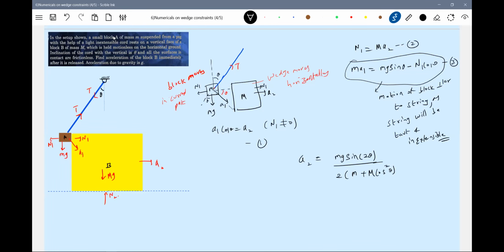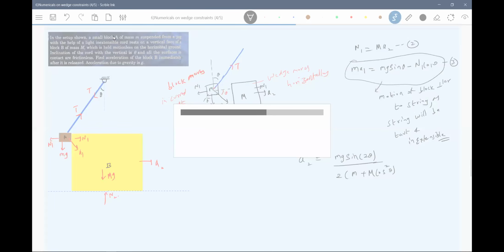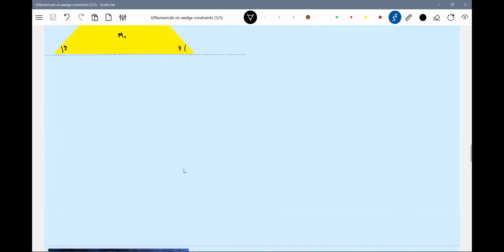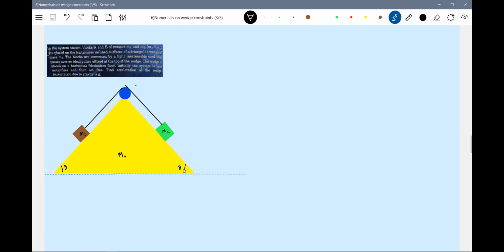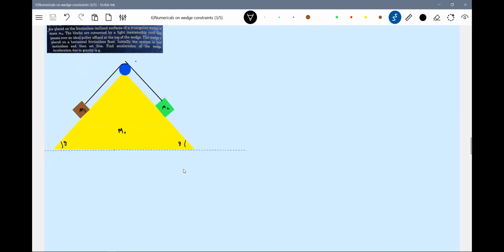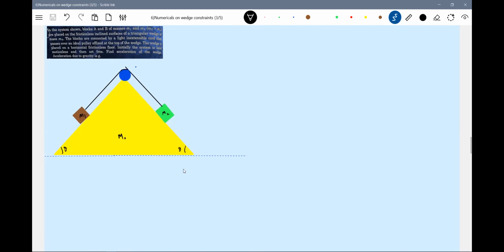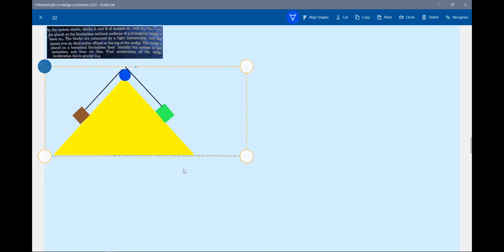Do remember that this wedge constraints idea is something very fundamental. I have one more question, and we'll finish with this. I'll read the question. Find the acceleration of the wedge. We also have a string in the picture here. We'll assume M2 greater than M1, so definitely the wedge will accelerate. It is a little bit lengthy. Let me share at least the idea.